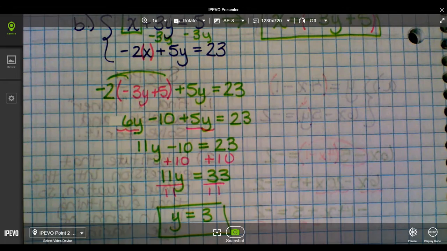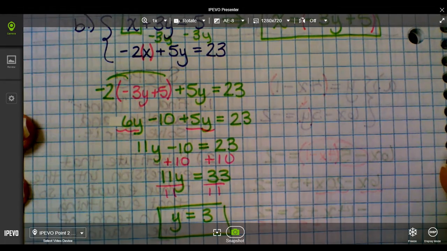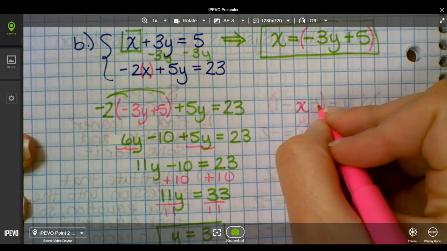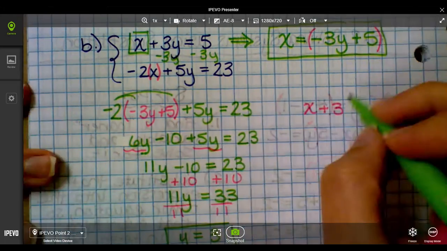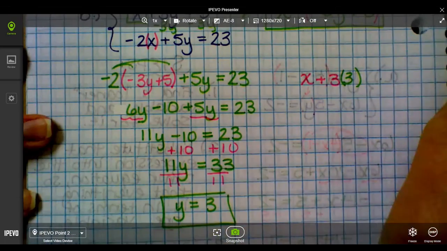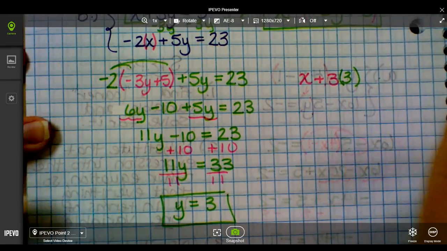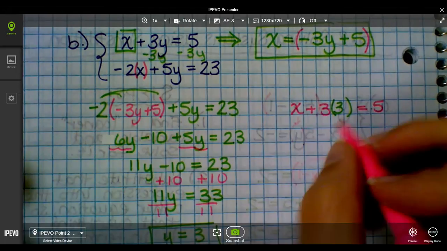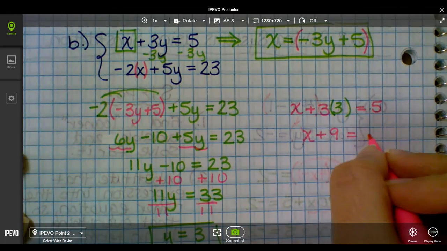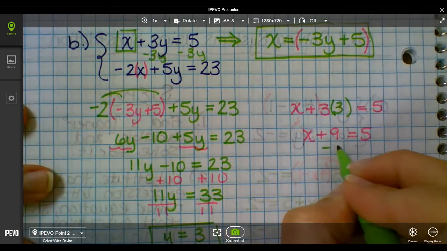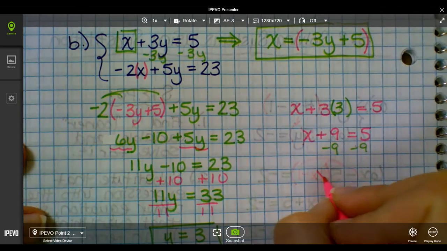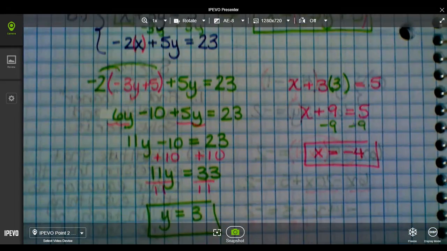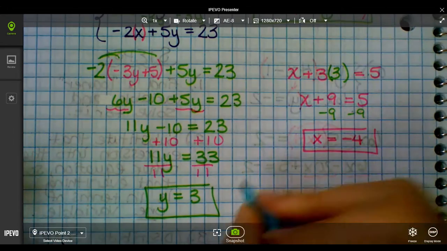Now I just want to plug it back into an original equation. So I'm just going to plug it back into the top one. So I have x plus 3. And now I know that this y equals 3. So again, I'm plugging in my answer over here for my y now, so I can solve for x. And then this whole thing equals 5. So now I have x plus 9 equals 5. Subtract the 9. x equals -4. And then I am not done until I write this down as an ordered pair.